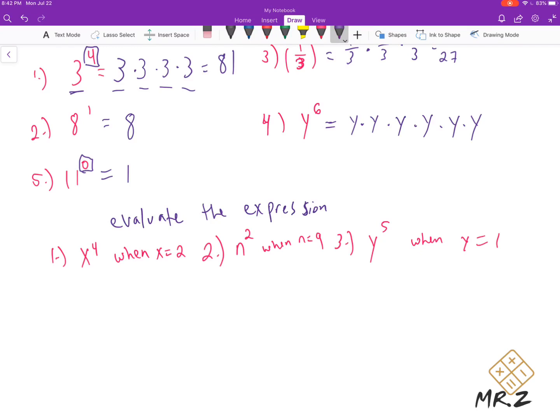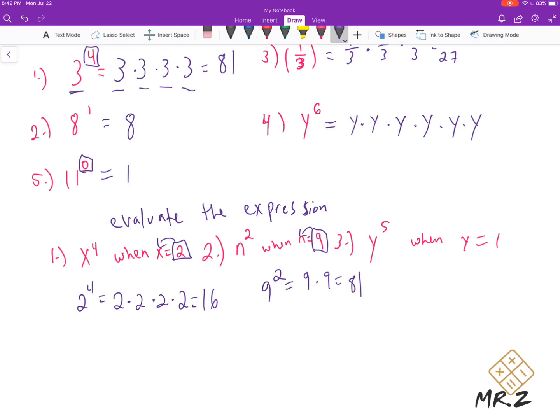X to the power of 4 when x is 2. Remember, all you're doing is substituting or replacing the x with 2. So for this x to the 4th, it's going to be 2 to the 4th. So 2 times 2 times 2 times 2. 2 times 2 is 4. 4 times 2 is 8. 8 times 2 is 16. Yes. N squared. Remember, n is 9. So we're just replacing n with 9. So instead of n squared, we have 9 squared, which is 9 times 9, which again is 81.